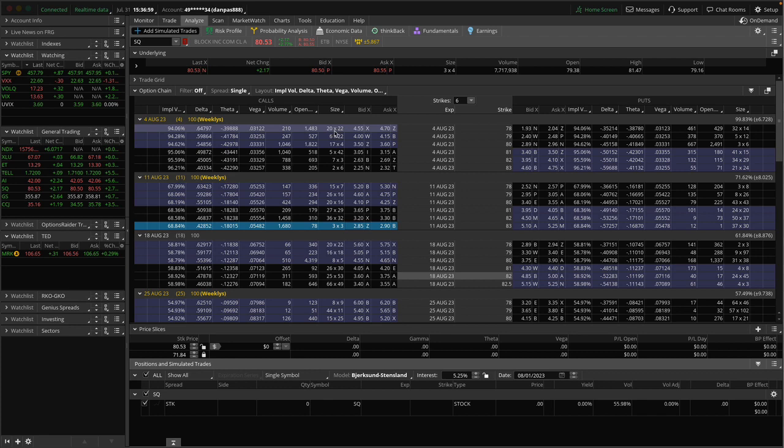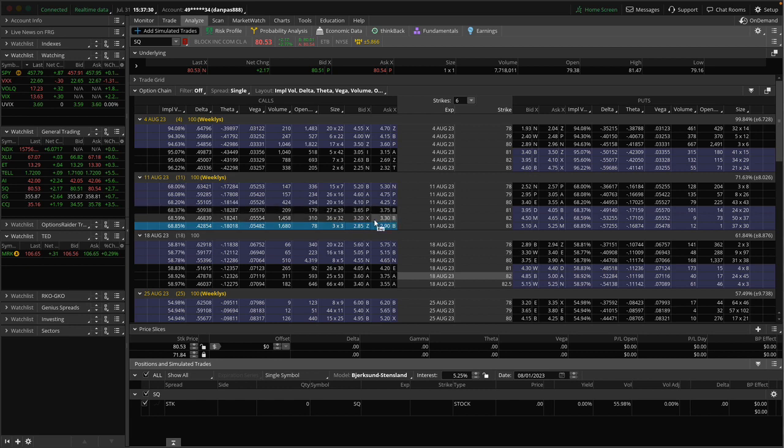This 20x22, that means that there's 20 calls on the bid here. So somebody or a group of people are bidding $4.55 for 20 of these, and there's 22 on the offer. There's 22 offered at $4.70, and all these corresponding pairs of numbers here, 20 by 16, 27 by 29, 36 by 32, correspond to the bids and offers.